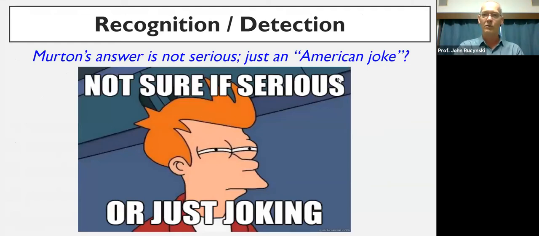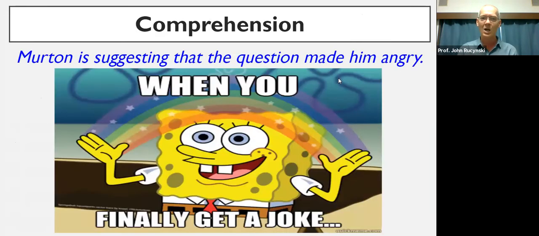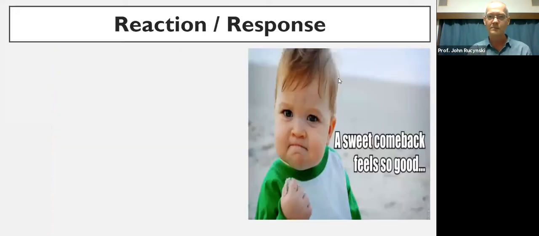So let's go back to Merton and Nomi. For example, recognition, detection: the sports reporter could be thinking, well, Merton's not serious, maybe he's making an American joke. And then comprehension: okay, Merton, I guess he's saying, even though he's joking, that my question made him angry, offended him. Reaction, response could be different things. You could show appreciation, but you could also show you don't understand or you question that humor.